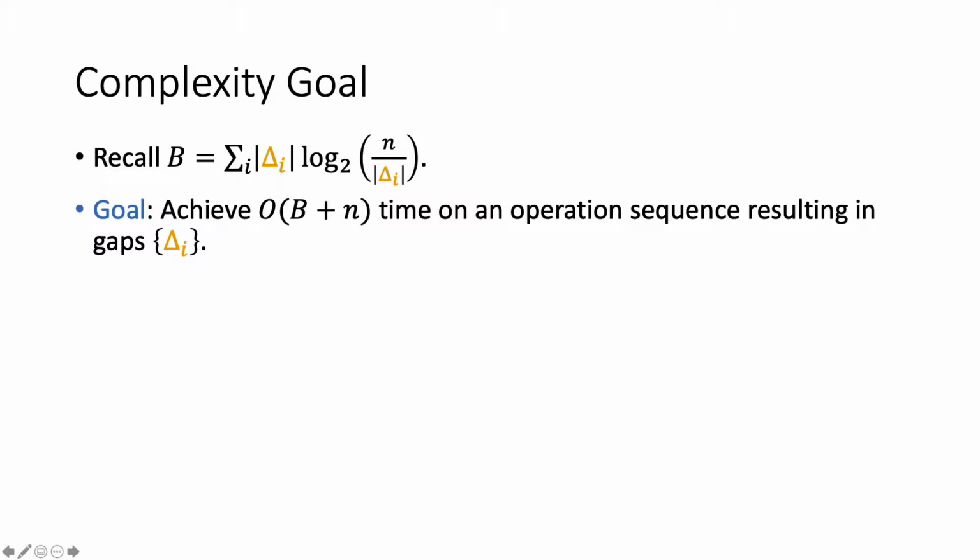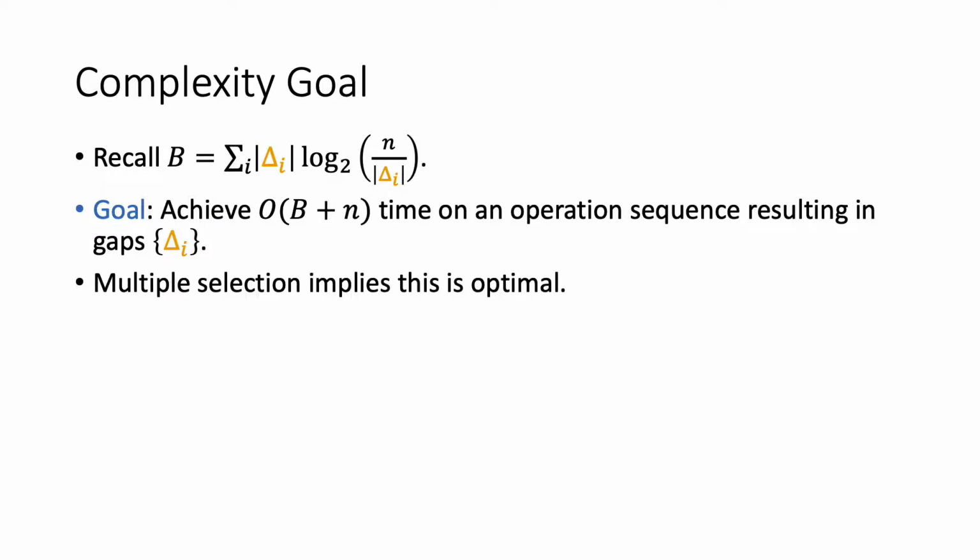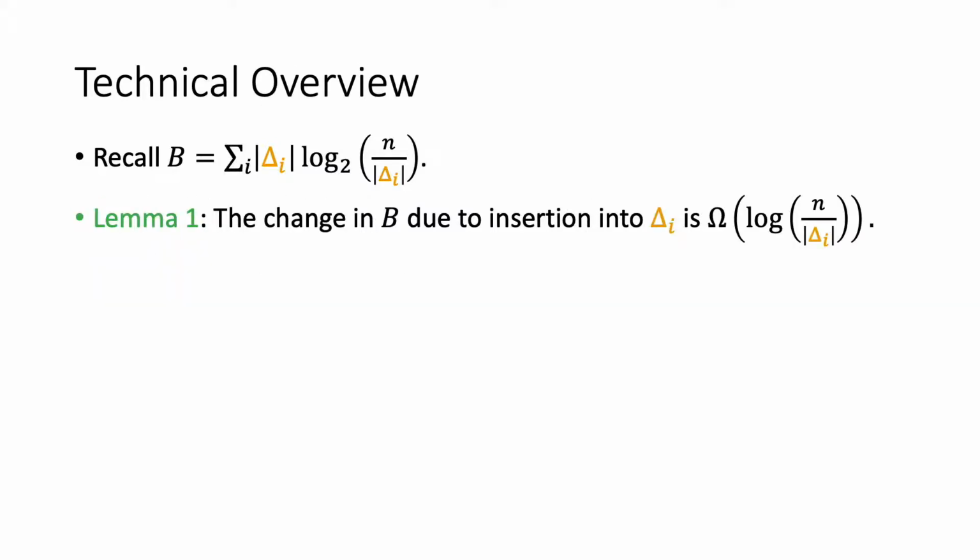Okay, so our goal is going to be to achieve O(B + n) time on an operation sequence resulting in a distribution of gaps delta I. And multiple selection is going to imply this is optimal. Multiple selection has O(B + n) as a lower bound, and this fits within our model. Okay, so we can consider now how B is going to change on a per operation basis, and this is going to dictate our allotted time for each operation.